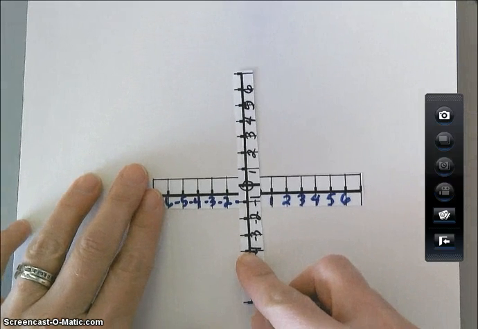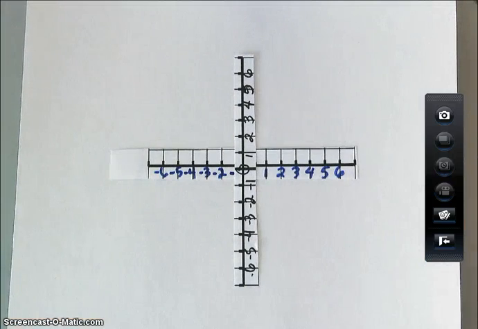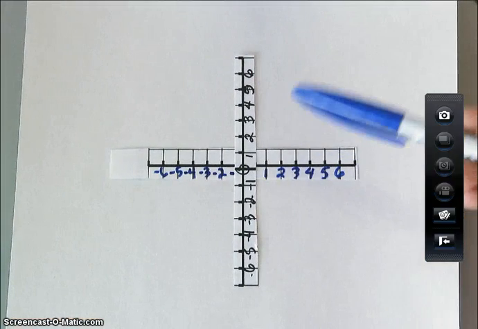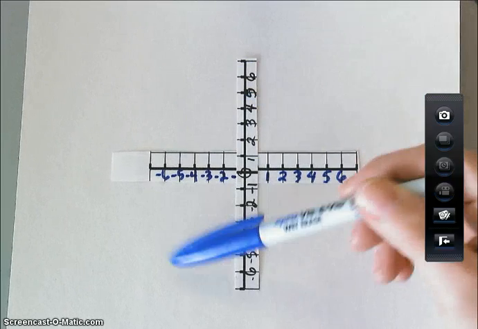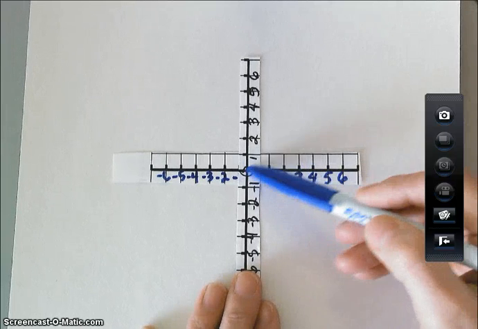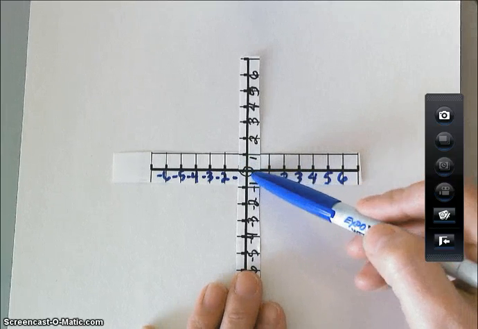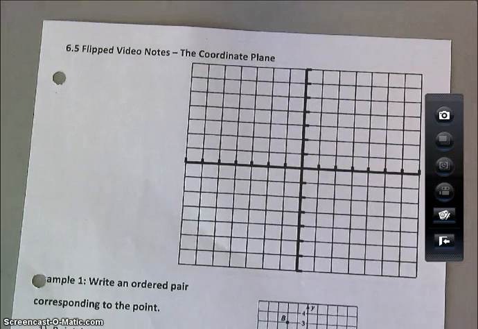So now if you're looking at this grid here, you should see that these two number lines that you've now intersected, you have 4 different regions, and those are the regions we're going to talk about today. And you also see this area right here where they intersect at 0, and that is called the origin. So let's just take a look at our coordinate plane on our notes.